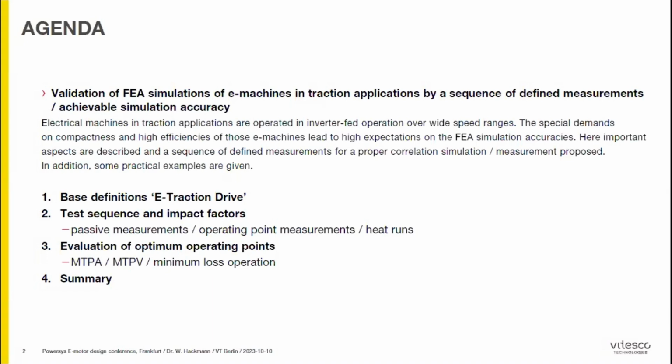And then I want to introduce the special test sequence with the special impact factors in measuring and validation of these e-machines. The third chapter will be concerned with the evaluation of the optimum operating points. This is very important to get the best efficiencies also over cycles. And for this, it's absolutely important to have a good tuning of the motor control software to get the optimum operating point at each point. Then I will close with a short summary, my view on what is important for the future, and some topics maybe for discussion this evening or tomorrow morning.